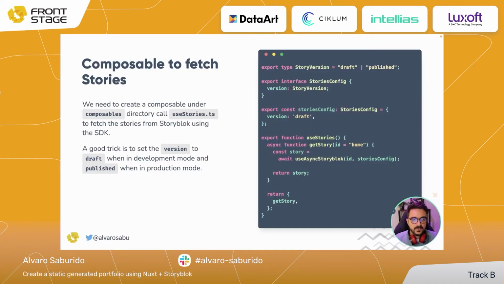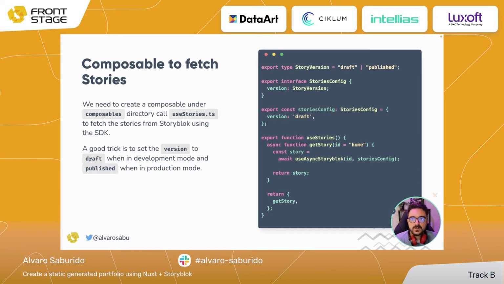In order to do that, we need to fetch it from the Storyblok instance. We're going to create a composable. So this is a basic composable. I'm using TypeScript for it, so that's why it has a type. And we need to create it in the composables folder so they are auto-imported by Nuxt. Then a good trick that I use is that here I'm fetching the story using useAsyncStoryblok, which is a composable that comes with the SDK. I'm going to pass the ID, which is home.